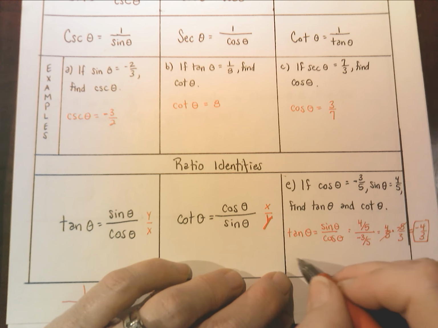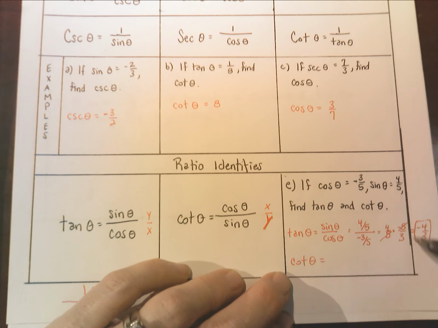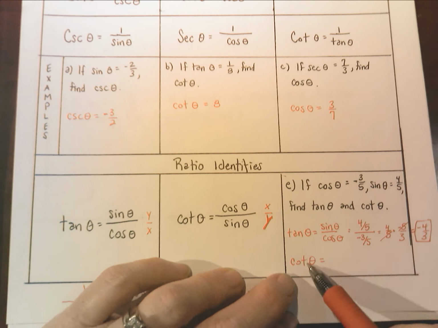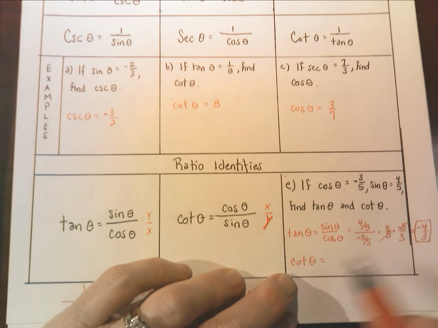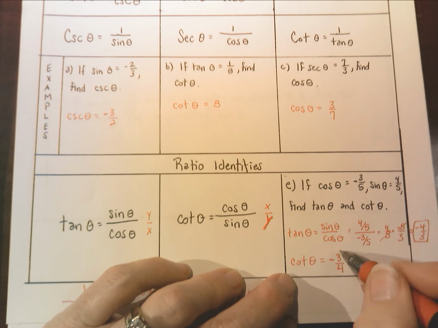And then it asks us for cotangent. I could do the same thing, but it'd be a whole lot easier to take the tangent I already know and use the reciprocal identities. The cotangent is the reciprocal of the tangent, so the reciprocal of negative 4/3 is negative 3/4.